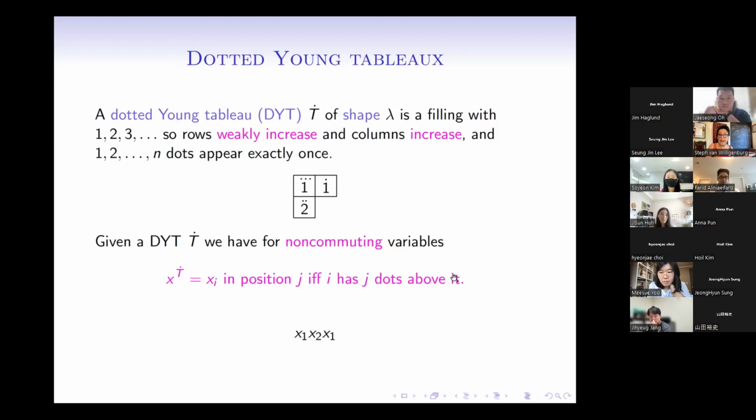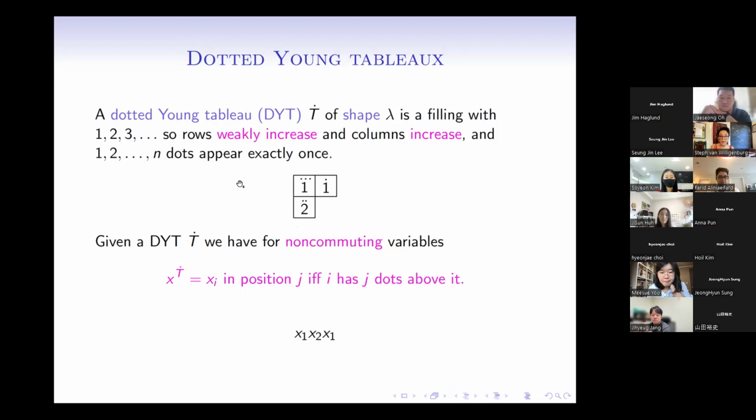And all your boxes have some number of dots in them. But the dots you place have got to appear once and only once. So here's a diagram right here. Notice that again, we've got our rows weakly increasing, 1, 1, and our columns strictly increasing, 1, 2. And notice that I placed 1 dot, 2 dot, 3 dot, done.